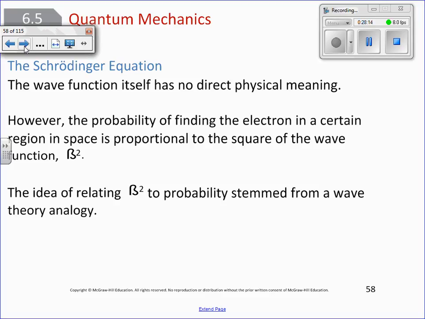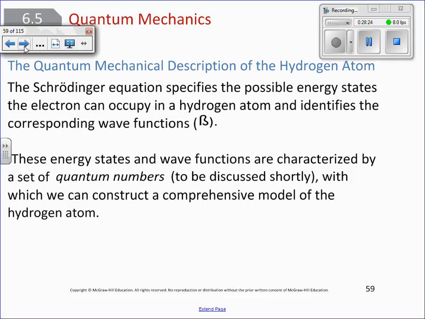I don't want to go too far into that, but we're talking about the quantum mechanical description of a hydrogen atom. The Schrodinger equation specifies the possible energy states that the electron can occupy in a hydrogen atom and identifies the corresponding wave functions. They're characterized by what we call quantum numbers, from which we can construct a comprehensive model of the hydrogen atom, and we use that to infer the other atoms.